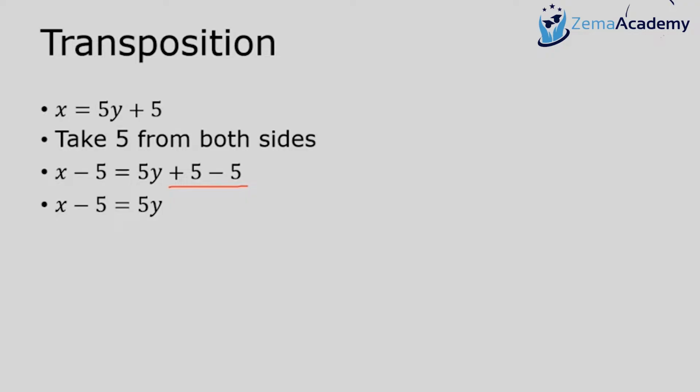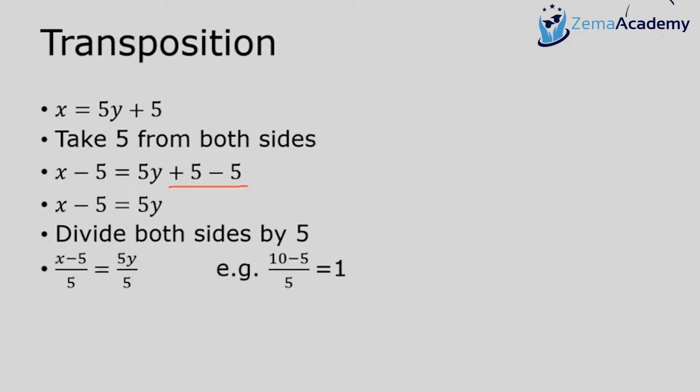But to get the y as just the y by itself, I'm now going to have to divide both sides by 5. So x minus 5 over 5 is the same as 5y over 5.